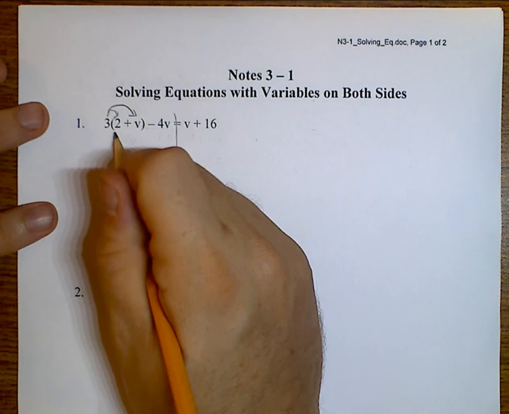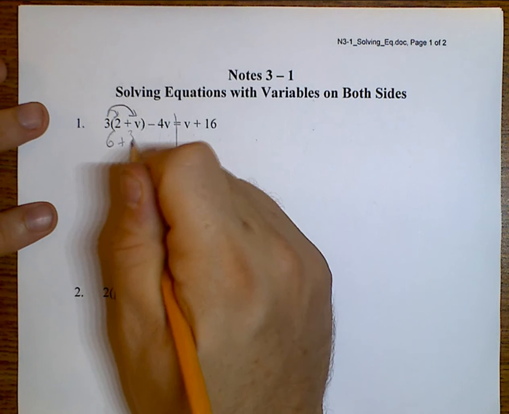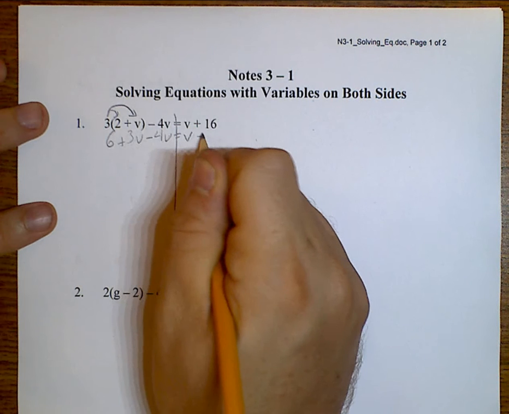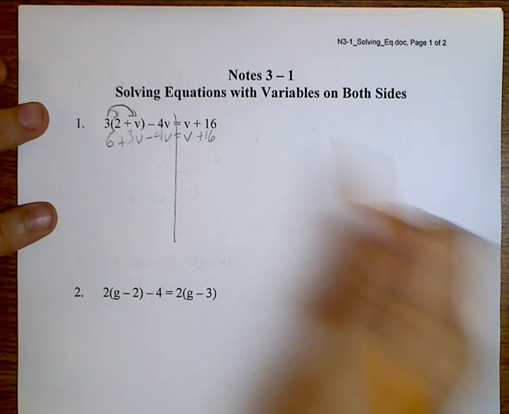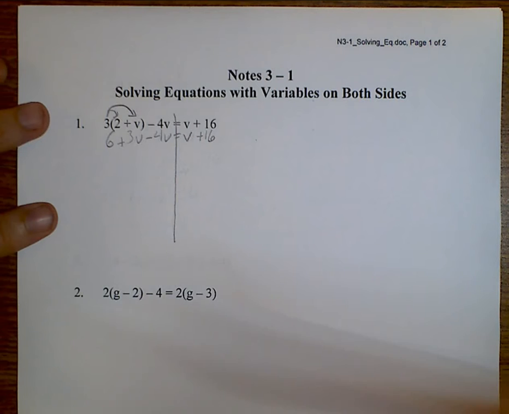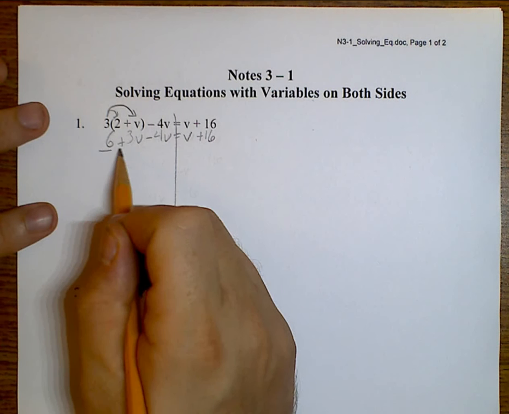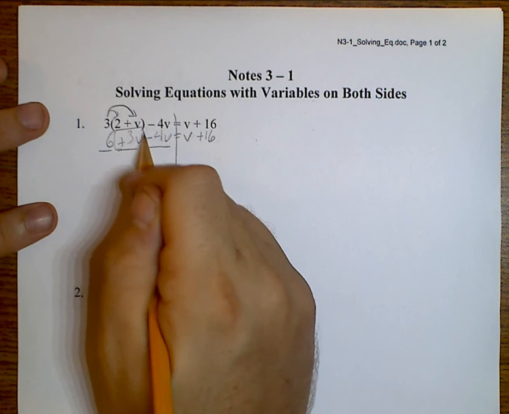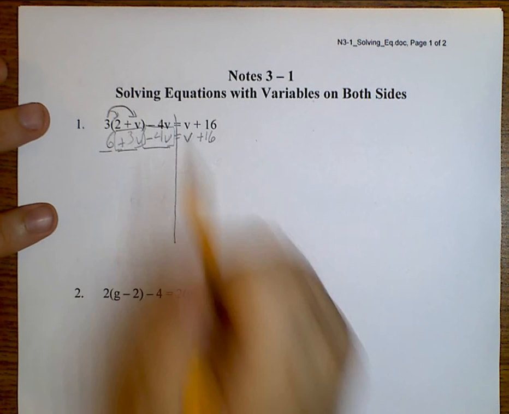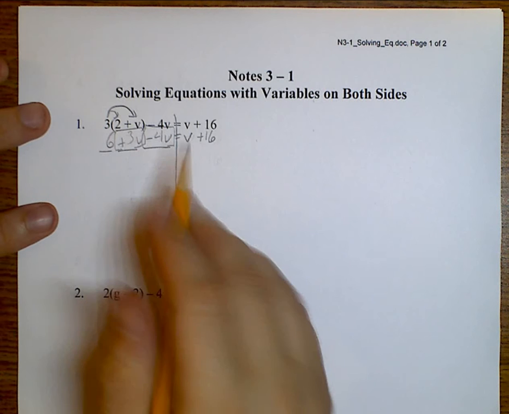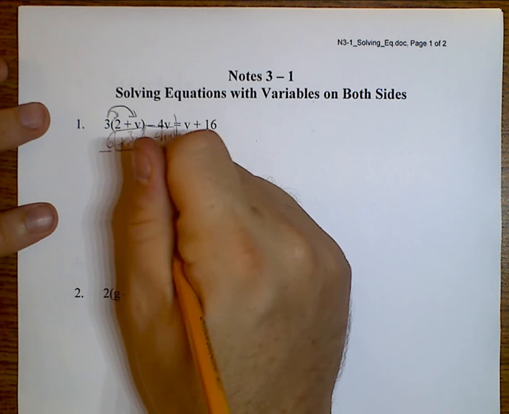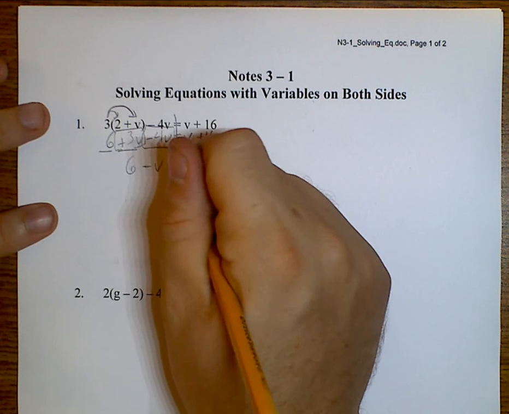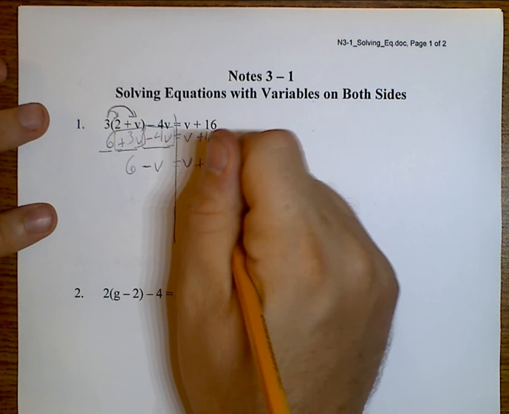That gives me 6 plus 3 times v is 3v minus 4v equals v plus 16. Now if you'll notice, I have 3 terms. I don't want 3 terms, I want 2. So I'm going to combine these terms that are similar. 3v minus 4v is a negative v. So that gives me 6 minus v equals v plus 16.